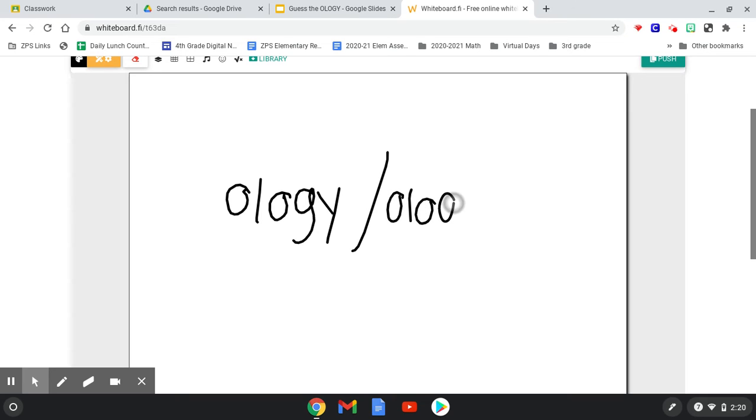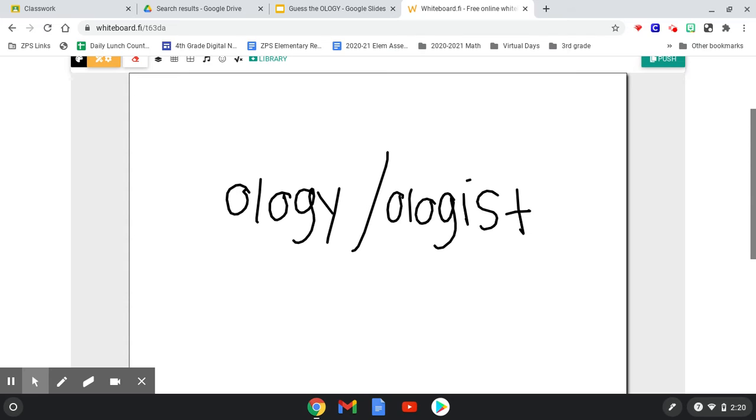Our new root this week has two different types of root. They kind of mean the same thing. The first root we're going to study is the word ology. It also goes along with ologist. You might have heard of these words before.